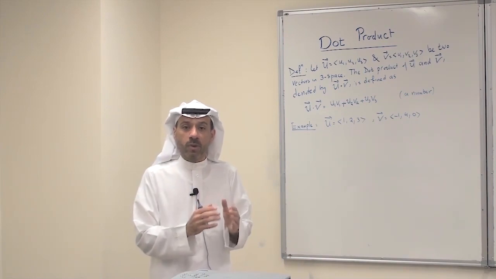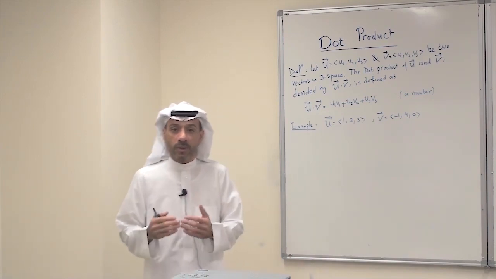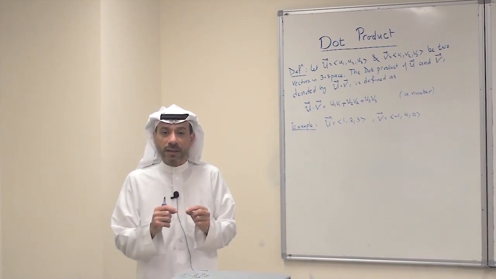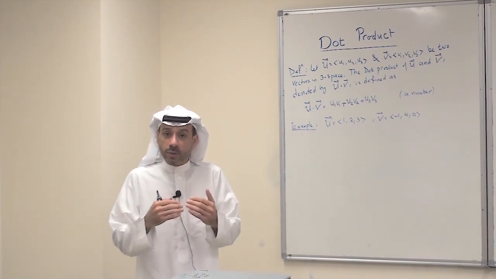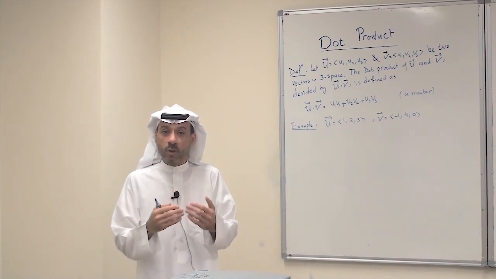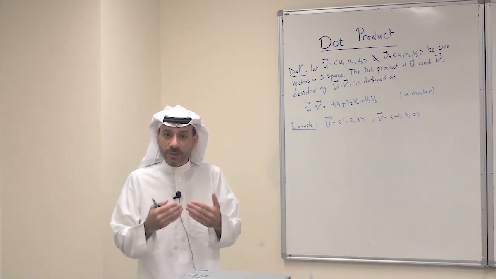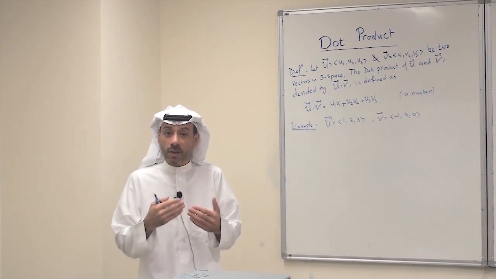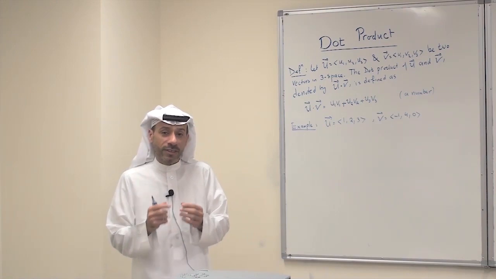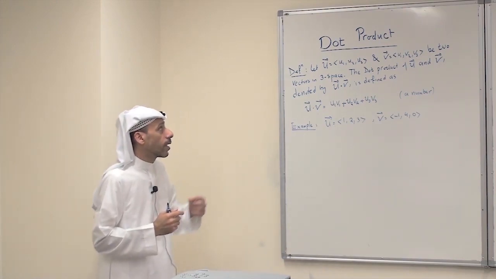One is called the dot product and the other is called the cross product. In this video we'll concentrate on the dot product. So here we'll discuss this operation of multiplying vectors, the operation known as the dot product, and we'll discuss some of its properties and applications. So let's start with the definition of the dot product.